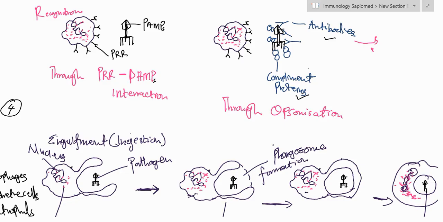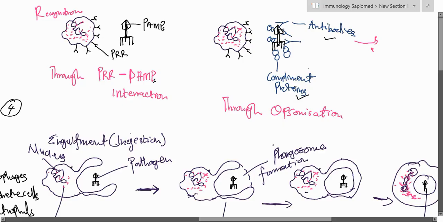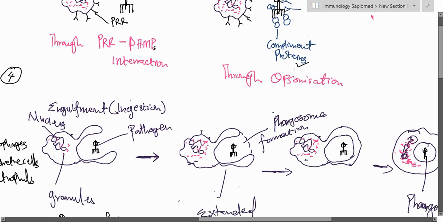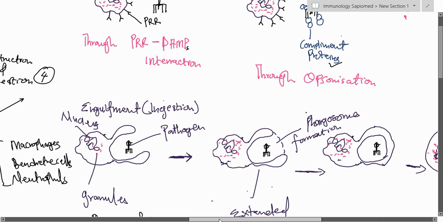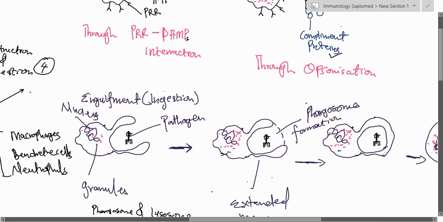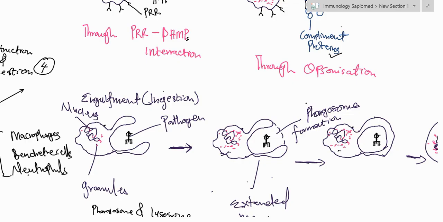Now let's look at the second stage. The second stage is the engulfment stage or the ingestion stage. This is a pretty simple stage. You could see macrophages, dendritic cells, and neutrophils. These are the three main cells that are involved in phagocytosis.